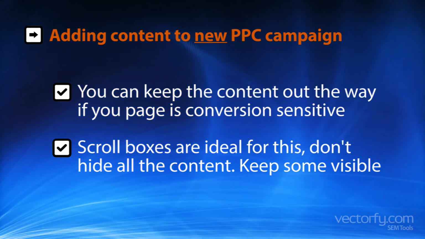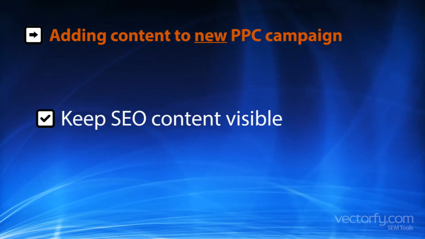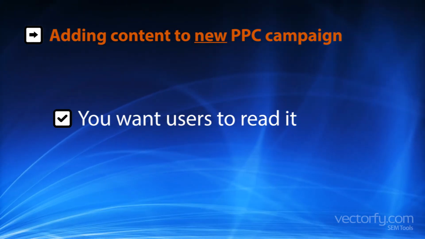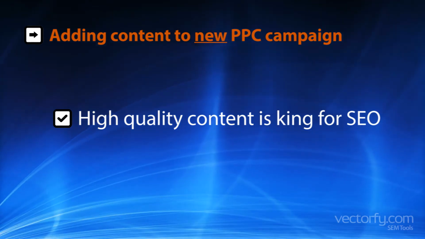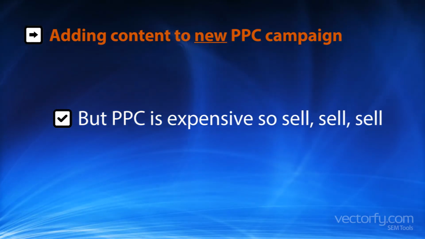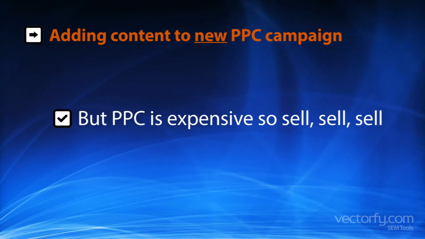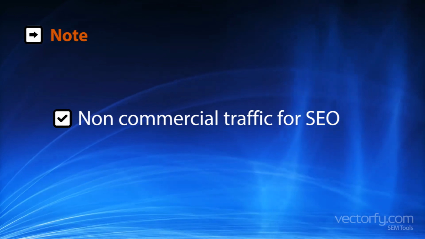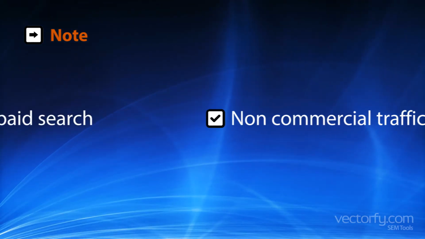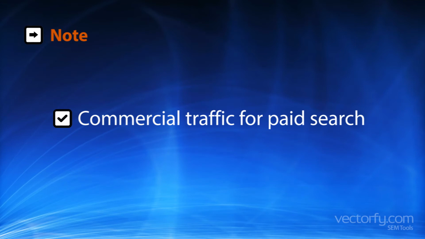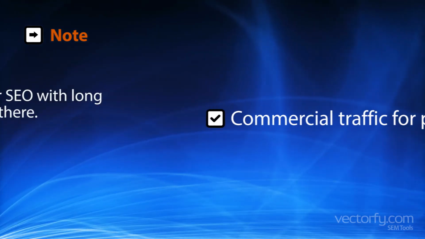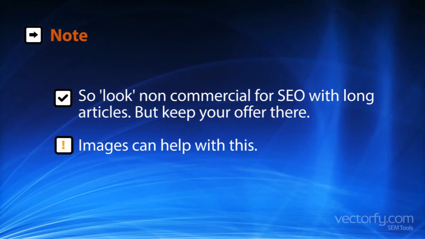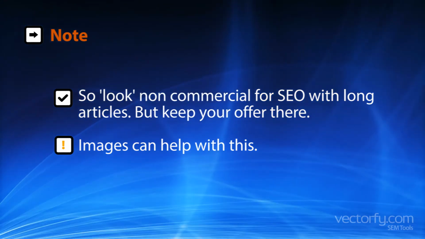For SEO, it's a good idea to keep the content visible and just use it like normal content. You want people to be reading SEO content. The reason it's advisable to keep it out of the way for PPC is that PPC is expensive, and you want your offer as bold and loud as possible. This is how the engines want it: non-commercial content for organic search and commercial traffic for paid search. It's fine to make your PPC landing page with commercial intent, but for SEO, you want to look non-commercial by having high-quality long articles, but still have your offer in there.